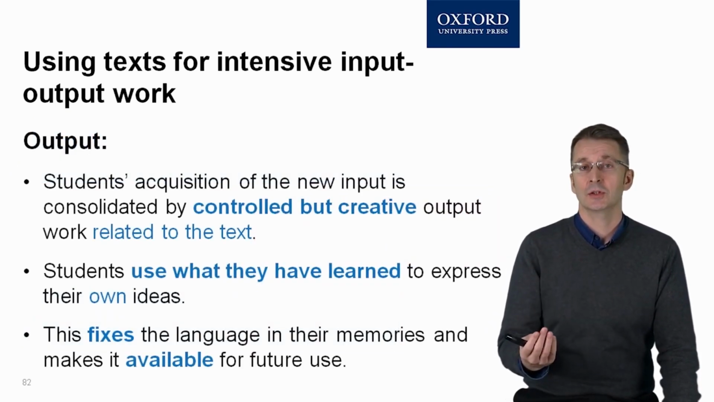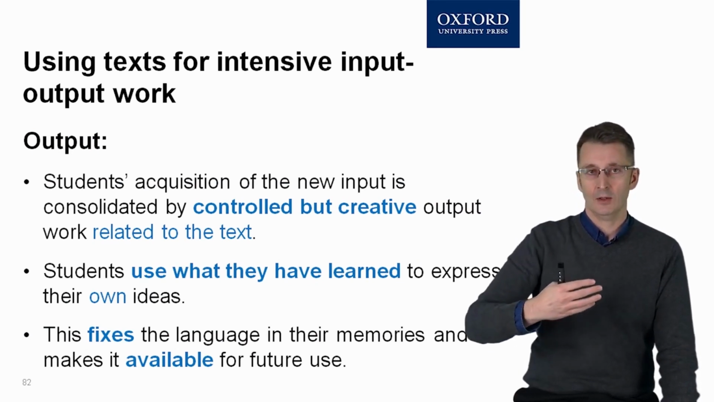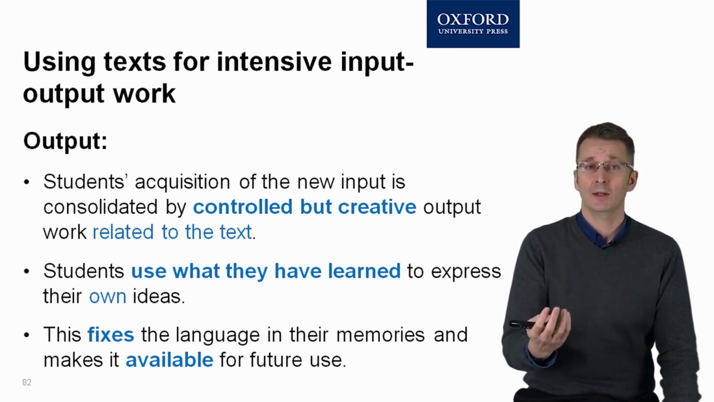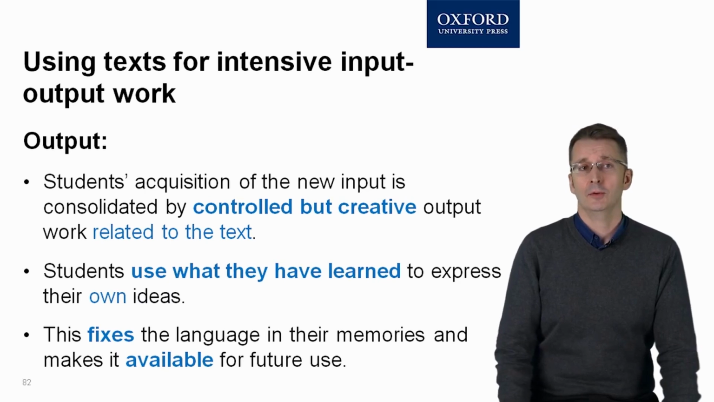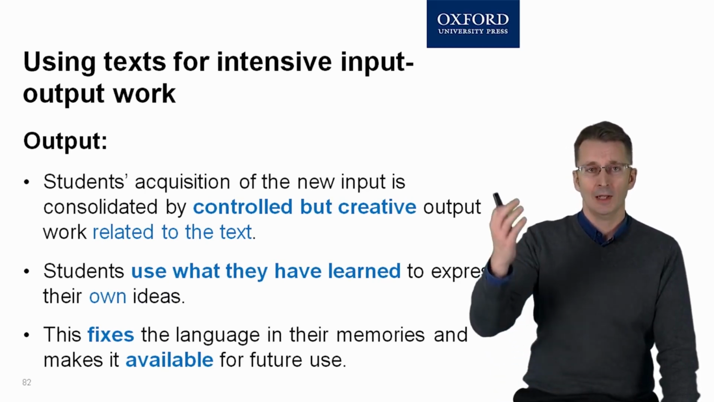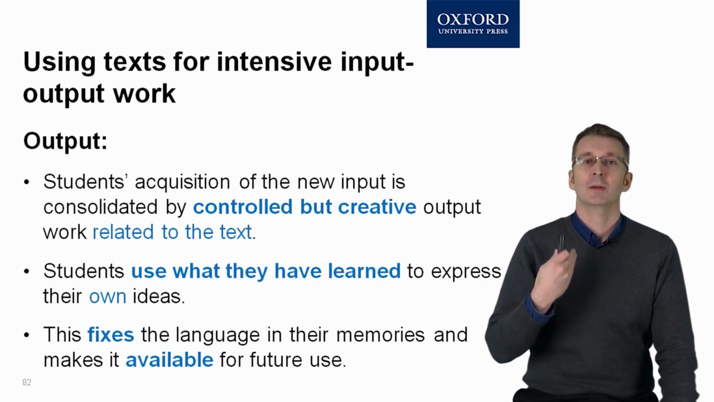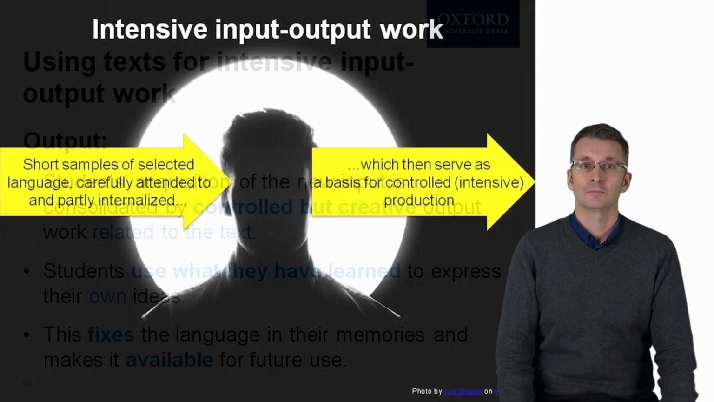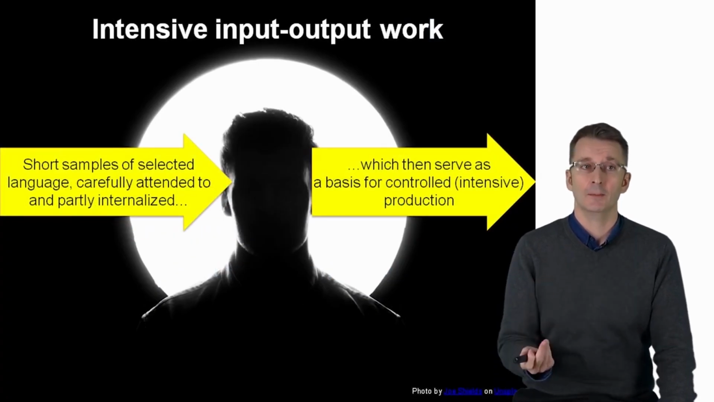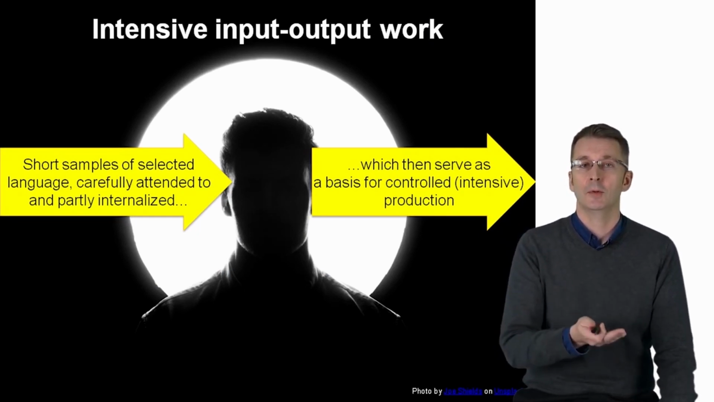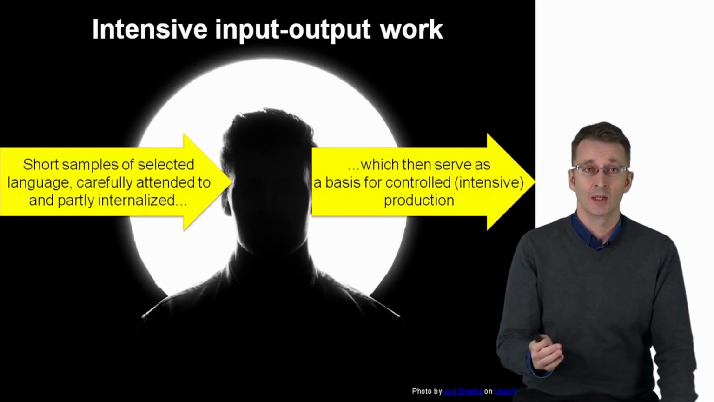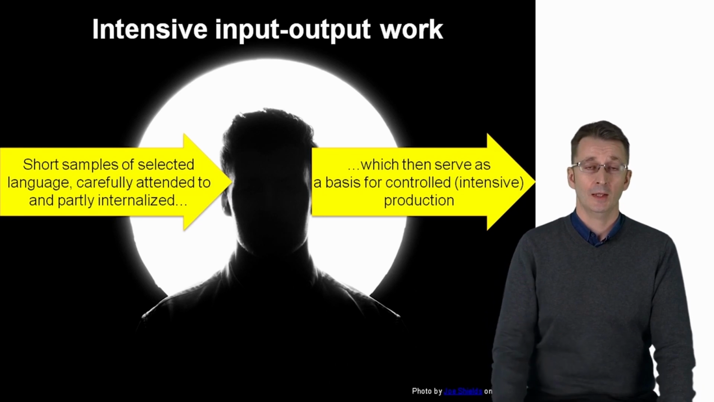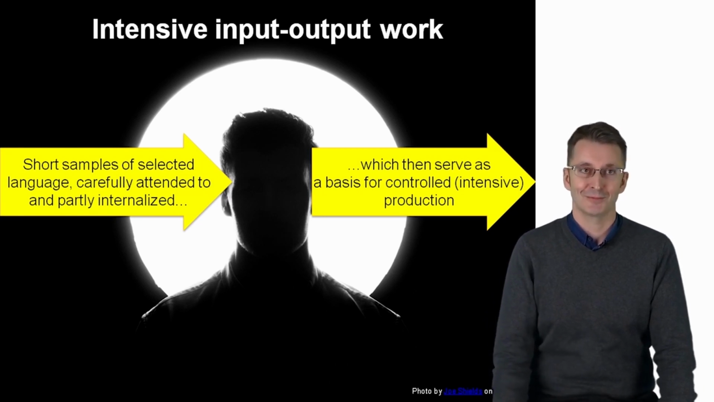So in the output, we've seen that students are reusing what they've noted down from the input, and in a controlled but often quite creative manner, producing language of their own. Okay, they're using what they've learned. The language is fixing somewhere in their brains, and they'll be able to use those patterns, those collocations, those words in the future. So that for me is a very quick example of this intensive input-output approach to using texts. And honestly, I think students get a lot more out of that in terms of both the input and the output than, for example, answering comprehension questions.